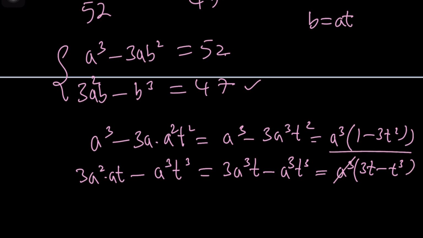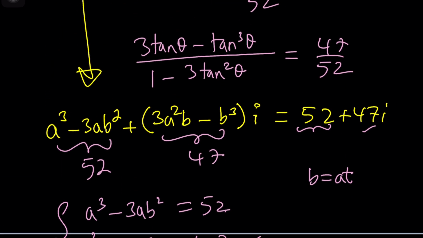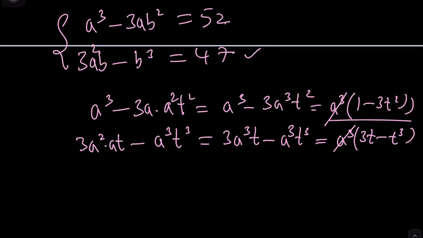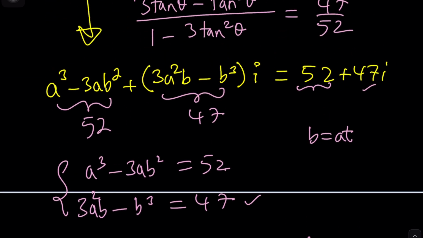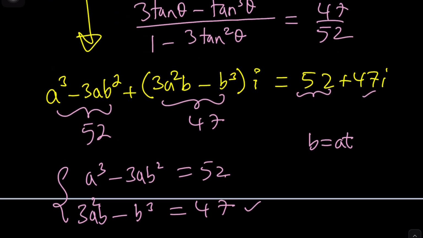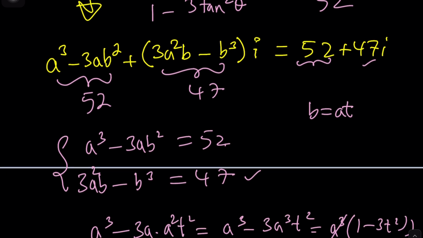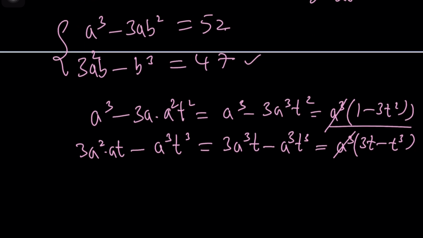A cubed is going to cancel out, and that should give you 52 over 47. And then from there, you'll get a cubic equation, but it's really no different than this one. Look at that, right? It's because b over a is tangent, that's why. By the way, using t, I think, was a good idea, right? I didn't even think about it. Anyways, you get the idea. We're kind of going around in circles.